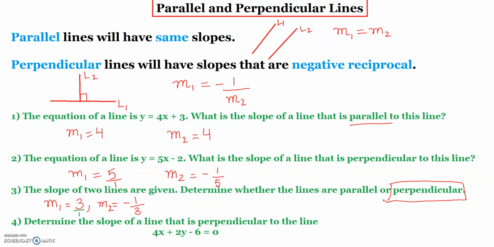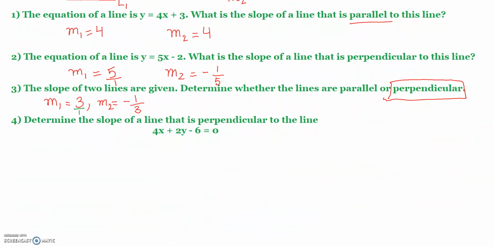Let's just look at the fourth example. Determine the slope of a line that is perpendicular to the line. In this case, this is the standard form we have. It's not written in slope and y-intercept form, so we don't know which one is the slope and which one is the y-intercept. So the first thing we have to do is rearrange and write it in the form of y equals mx plus b, where m is the slope and b is the y-intercept.